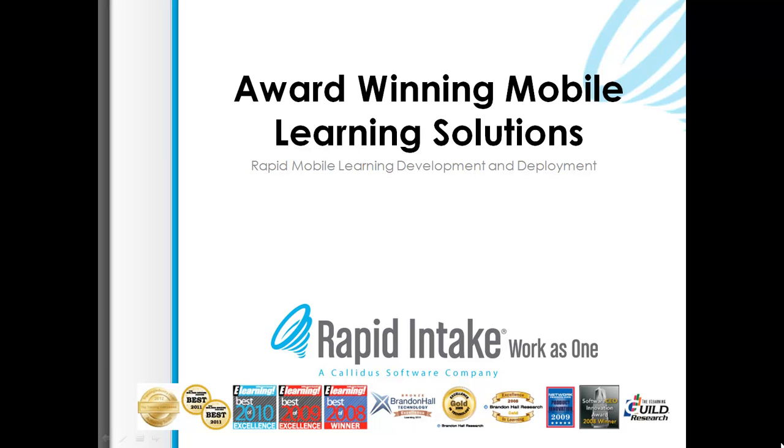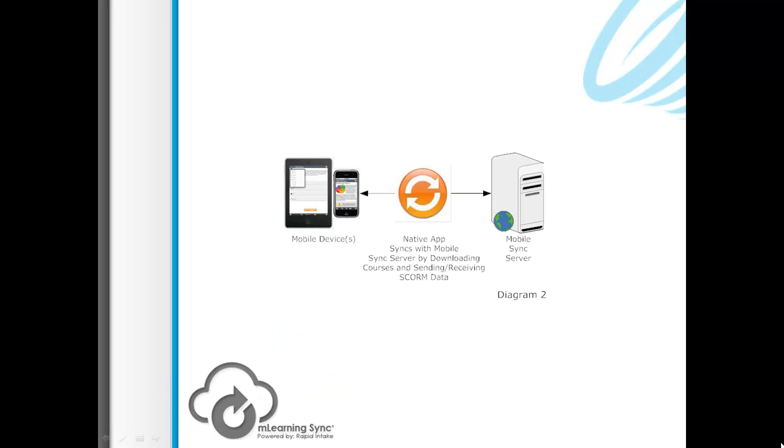Hi, I'm going to show you how to get started with the Rapid Intake mobile learning product called mLearning Sync. mLearning Sync allows the learner to download a course and all of its media into a native app so they can take the course offline in disconnected mode, and it tracks all of their scores and completions offline. Then it sends the data back up to the mobile synchronization reporting system, which is kind of like a mini learning management system for mobile learning that gives you basic reporting information when they're back online.